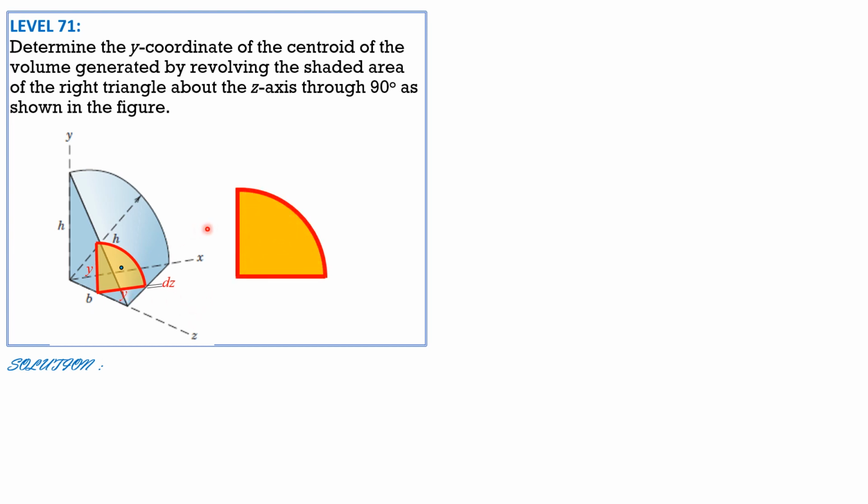And if we draw it here so that we can analyze the location of the centroid, because this is a quarter circle, the location of the centroid is 4r over 3 pi or 4y over 3 pi from the figure. So y sub c is 4y over 3 pi. So differential volume is volume of this element, which is pi over 4, area of quarter circle, pi over 4 y square, then times the thickness dz.